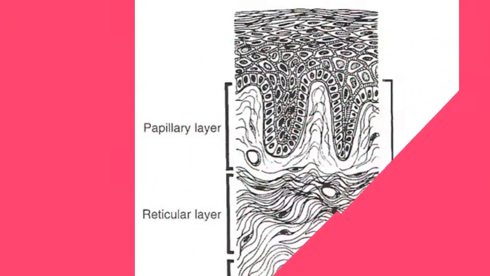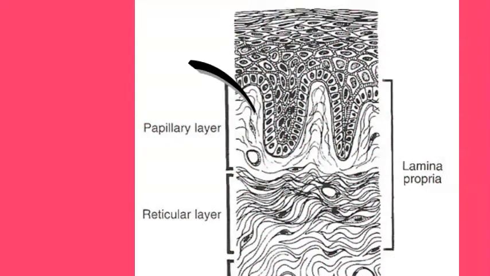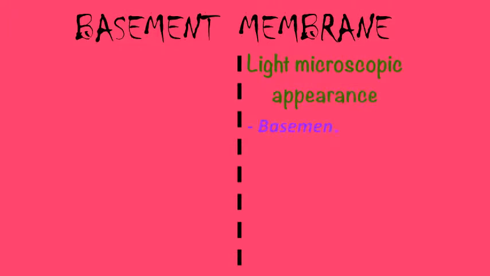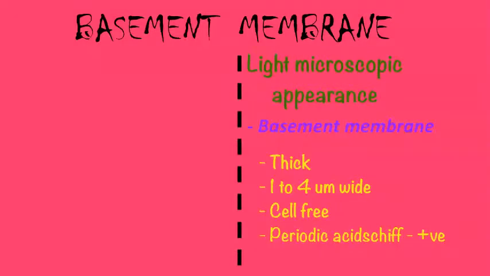Let's see about basement membrane in detail. We already discussed the definition of basement membrane. It is the interface between the epithelium and connective tissue. Under the light microscope, this interface appears 1/4 micrometer thick and stains positively with periodic acid Schiff, and is termed basement membrane.